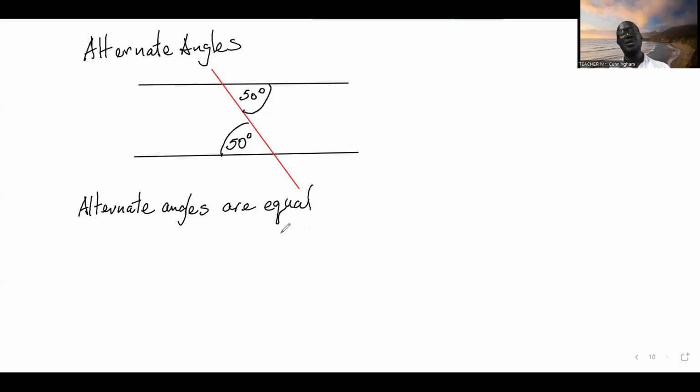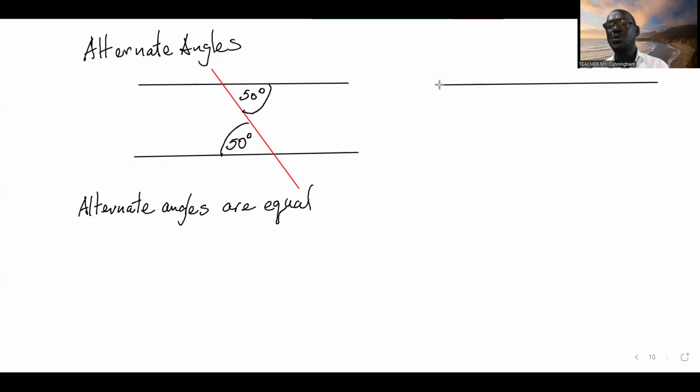Alternate angles are equal. Now, for some reason, CXC students take this topic for granted and they lose marks. Remember, you can't lose any marks at CXC. You don't want to lose marks. You want to get marks. So just be careful. We don't want to lose any marks.